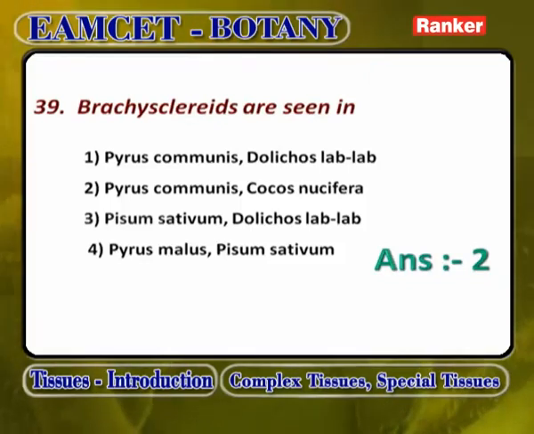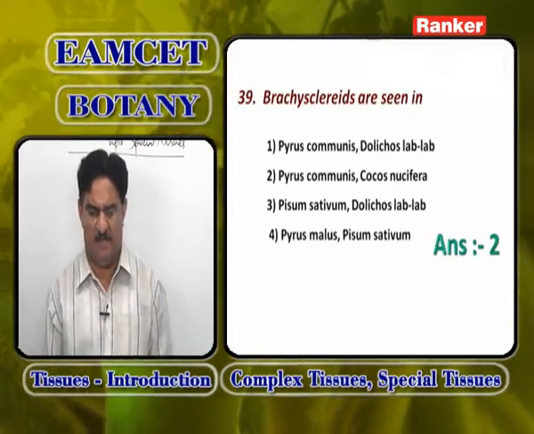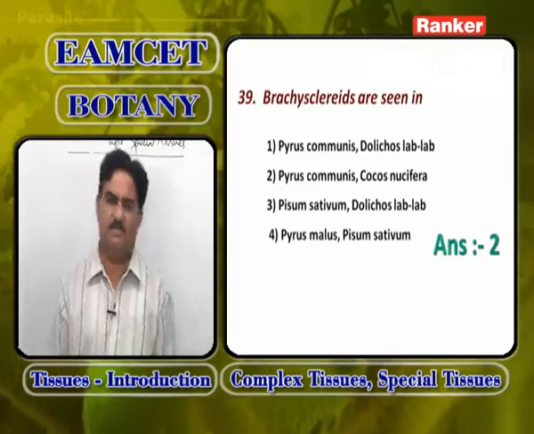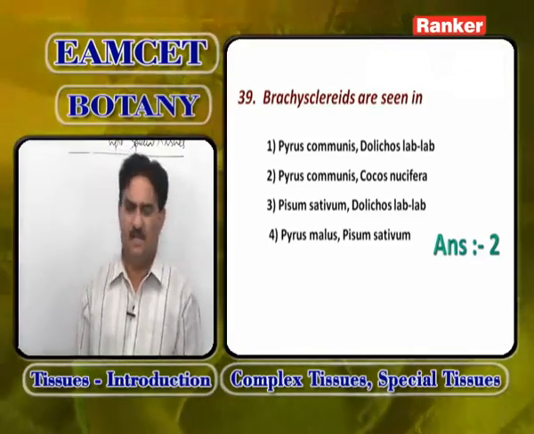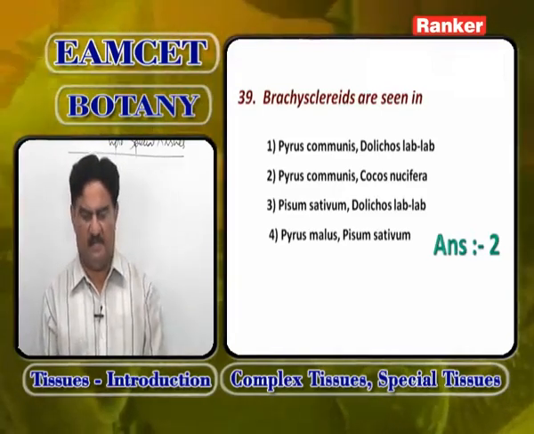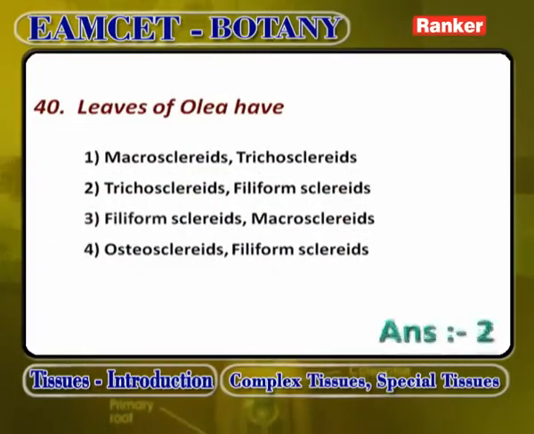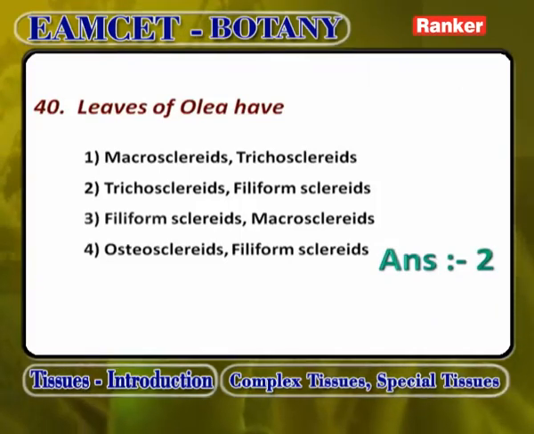Brachysclereids are circular sclerenchyma cells which structurally resemble parenchyma. By their presence, they give maximum toughness to the plant part. Examples are Pyrus communis and Cocos nucifera. In the fruit pulp of Pyrus communis and the endocarp of Cocos nucifera, you will definitely find brachysclereids. Leaves of Olea have trichosclereids and filiform sclereids.